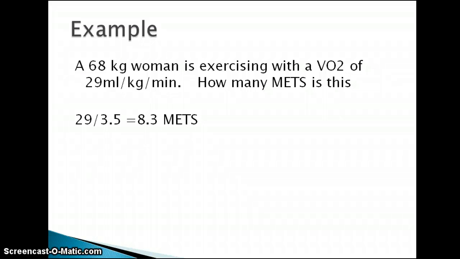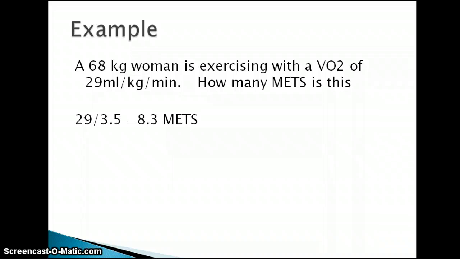I'm going to go over it very quickly. If we are measuring the volume of oxygen that this person breathes, right? That's how we do indirect calorimetry, remember? And we know that she is doing 29 milliliters per kilogram per minute, and resting, or 1 MET, is 3.5 milliliters per kilogram per minute. Then all we need to do is divide 29 by 3.5, because 3.5 is rest, right? And therefore, she's doing 8.3 METs.